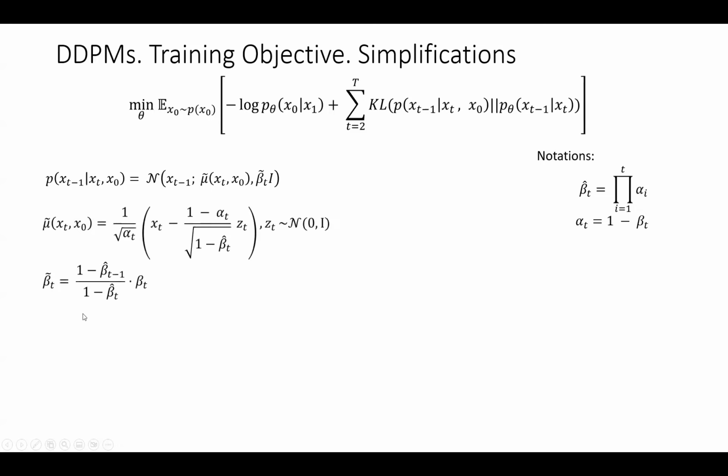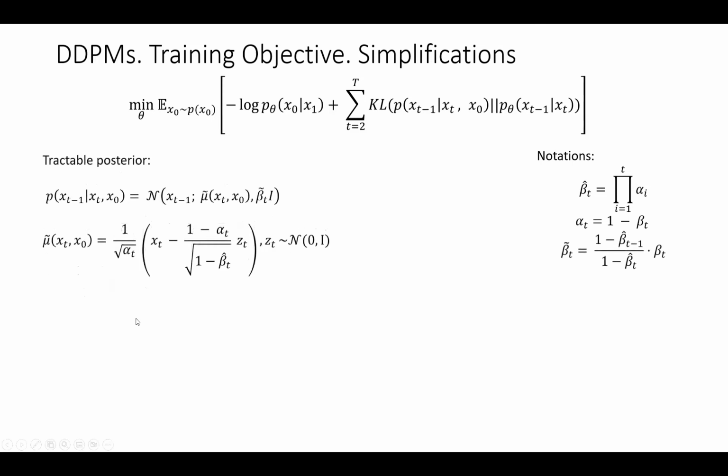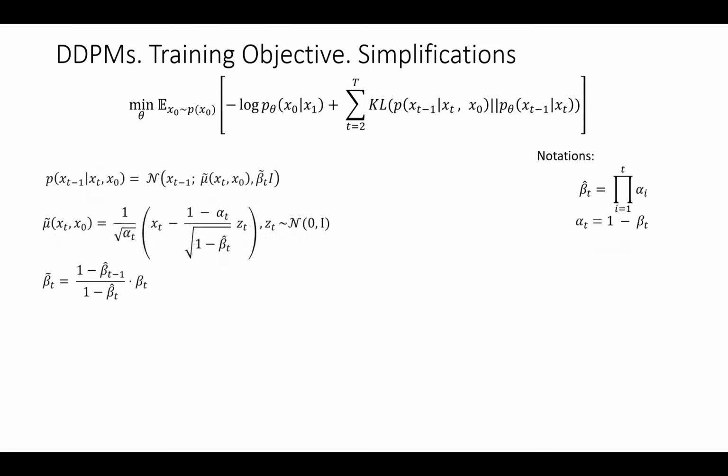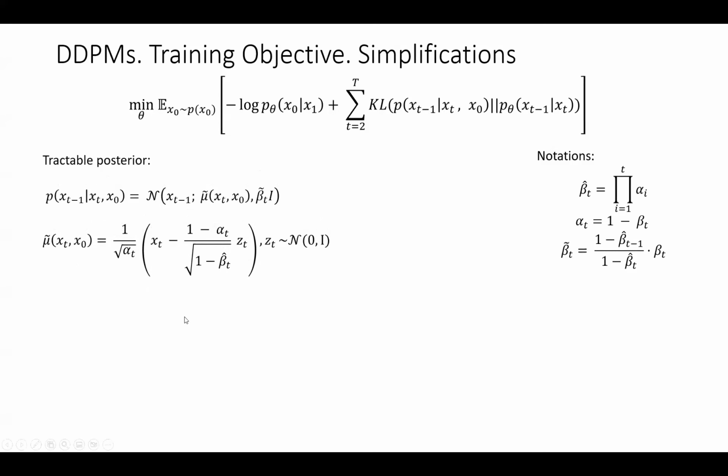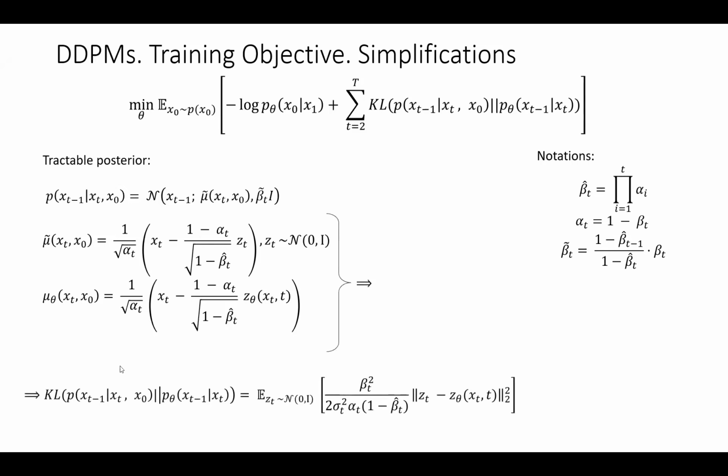And in this case, we already defined the beta hat, which is in terms of alpha, and alpha is in terms of beta t. Now we are defining beta delta in terms of beta hat. So then we will have the simplified version of the mu delta, which is the mean of this distribution. Now we will have the mean of our p theta distribution. So instead of the zt, we will have z theta, which will be the estimation, the output of our neural network. So now we have two means of this distribution, and we can subtract them, and that will give us the KL divergence.